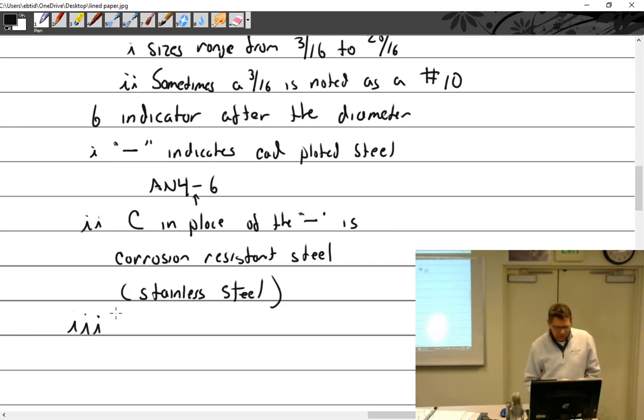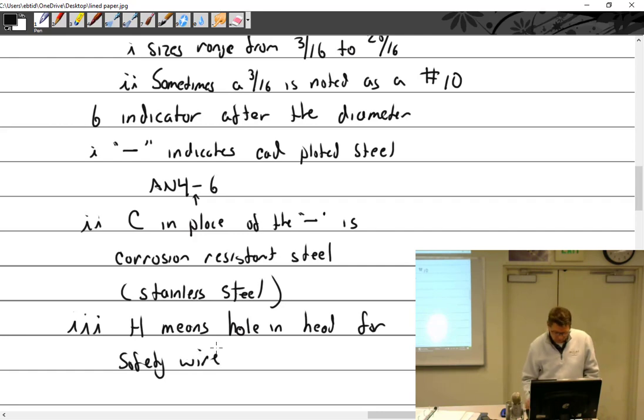Okay, an H means head, hole in head, for safety wire. Safety wire.